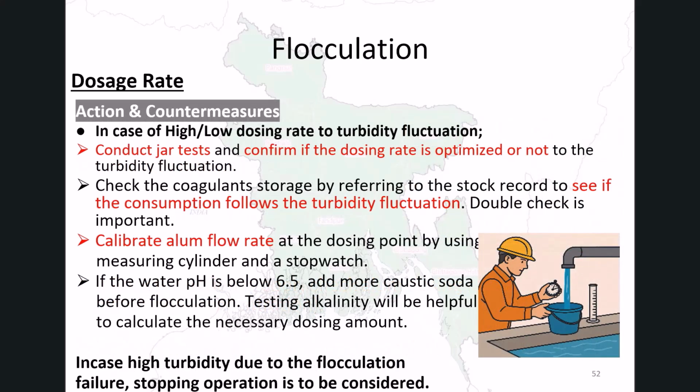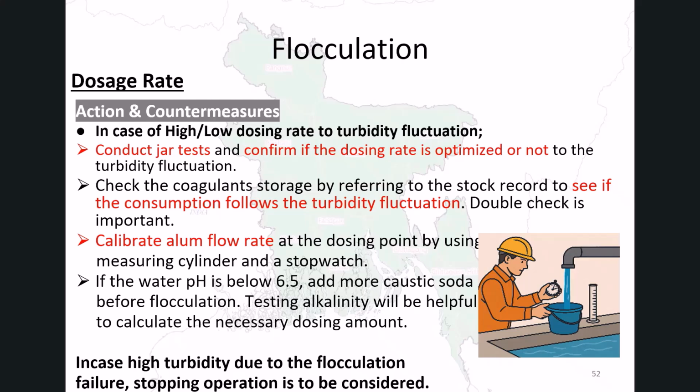What should you do in case of high or low dosing rate relative to turbidity fluctuation? Since turbidity can change from time to time, this situation can happen while the plant operators don't recognize the changes of the raw water turbidity. First, it is strongly recommended to conduct jar tests to confirm whether the current dosing rate is appropriate for the present turbidity. Next, check the stock record of coagulant.